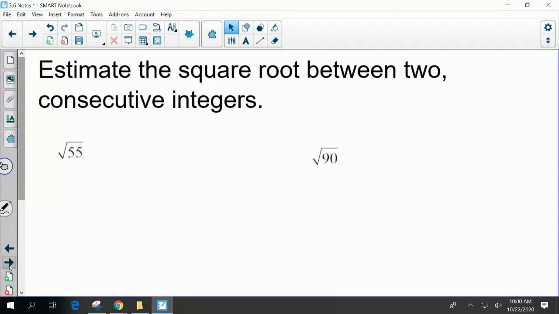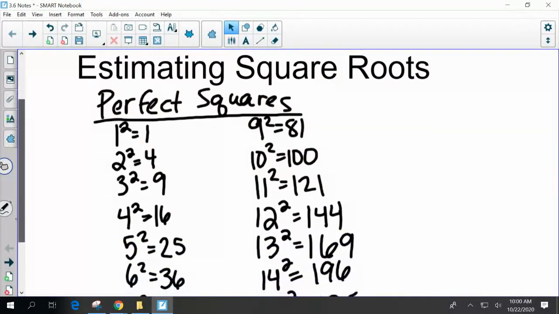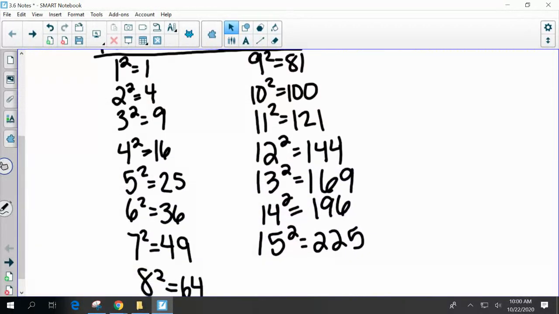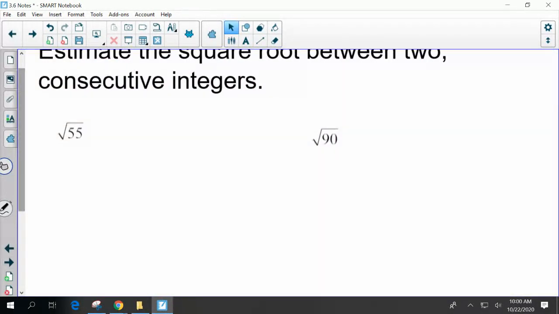The first one is square root of 55. We're going to look at our chart and see where 55 falls on the square roots. Between what and what? 7 and 8. Between 7 and 8, right? Because 55 would go between 49 and 64. So we're going to say that square root of 55 is going to fall somewhere between 7 and 8.